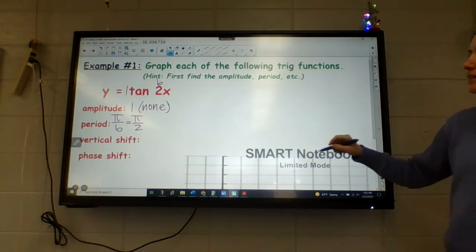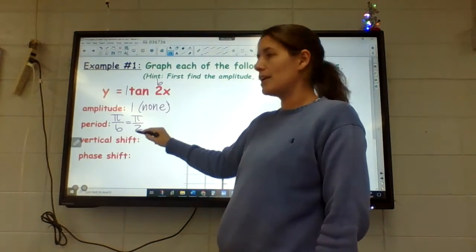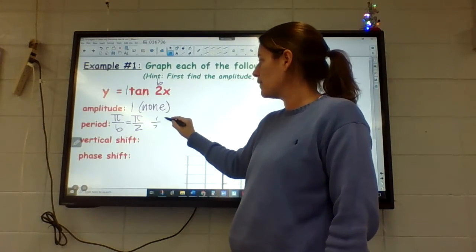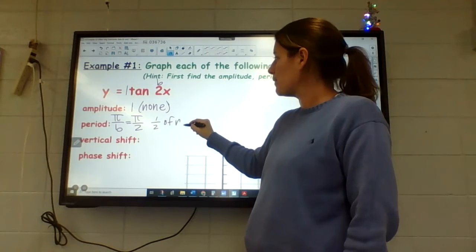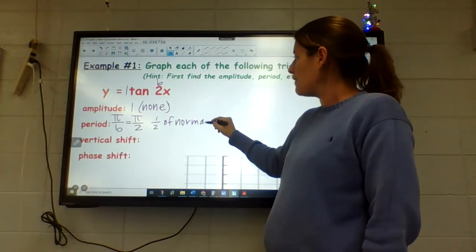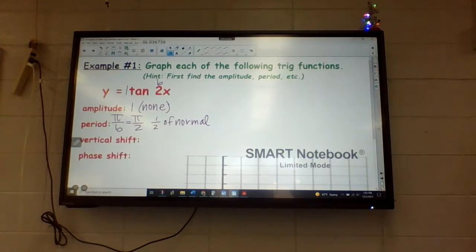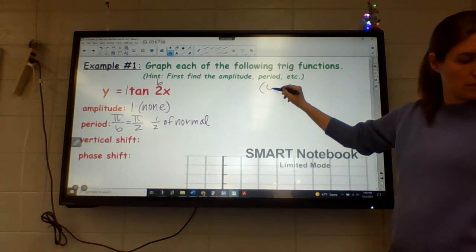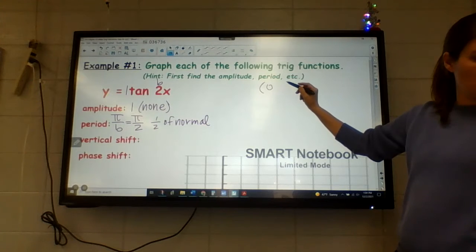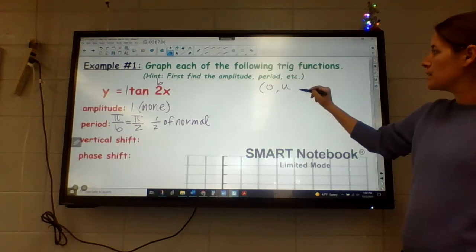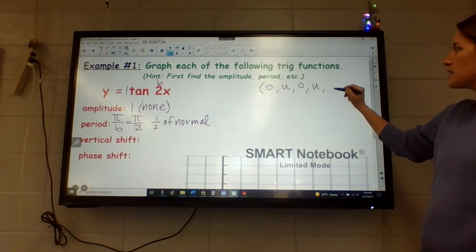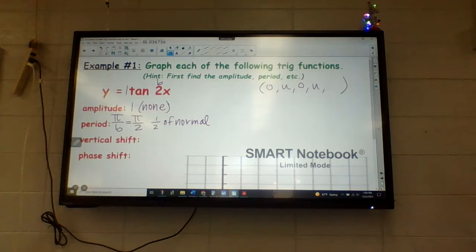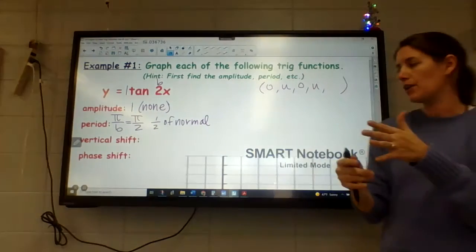So what happens then, since basically the period is half of the normal, that's going to change where our asymptotes are. So that's going to make this a little bit trickier. So just like we normally have, tangent goes 0, undefined, 0, undefined, same thing over and over again. It's still going to do that. It's just going to do that more frequently because the period is half of the normal period.